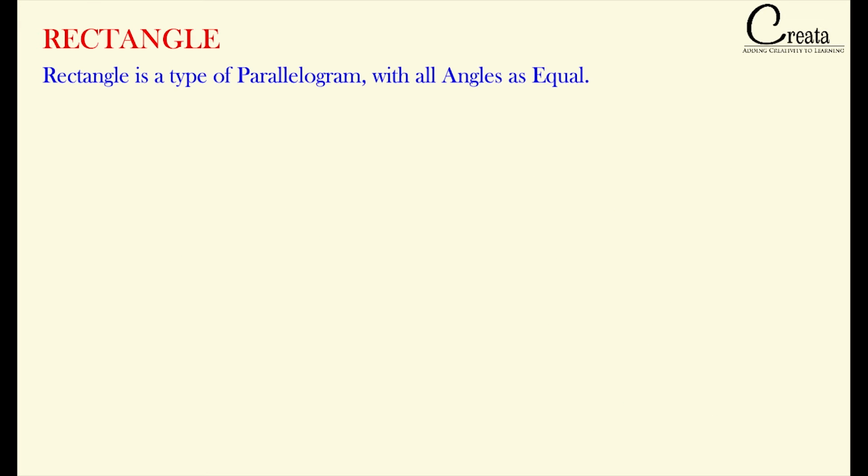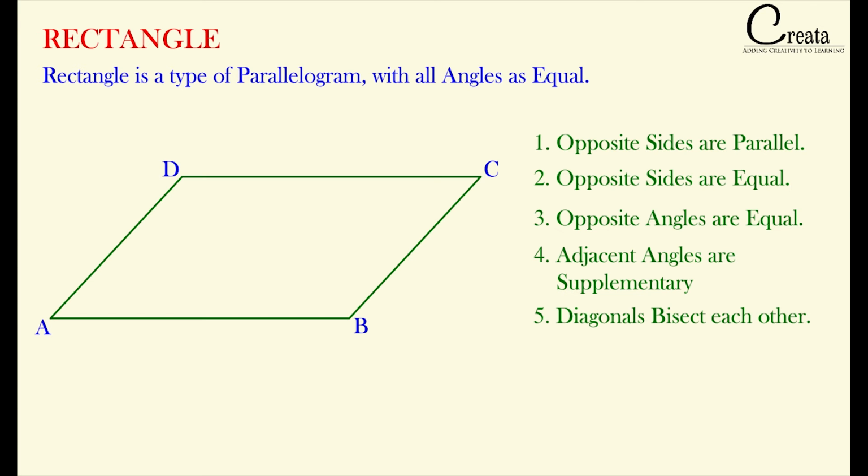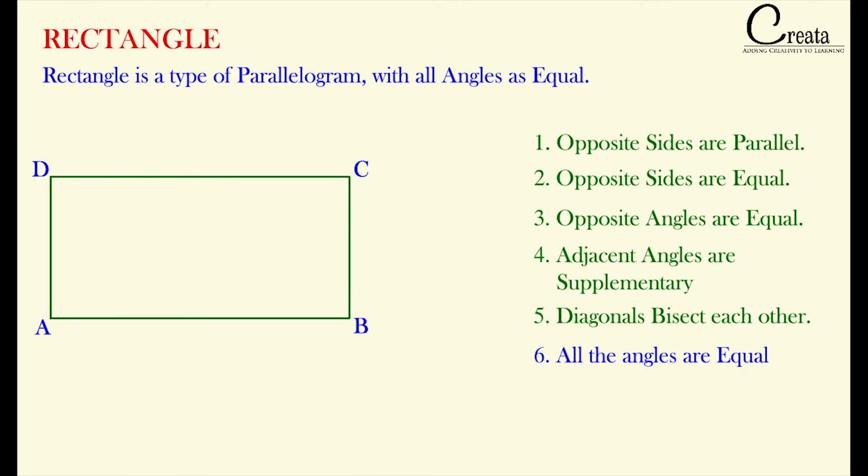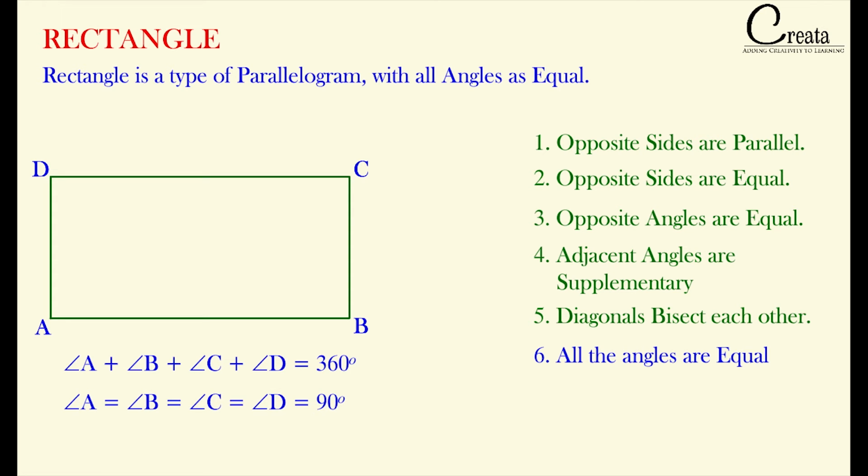Moving next to rectangles. A rectangle is a parallelogram with equal angles. All the four angles of a rectangle are equal. Being a type of parallelogram, a rectangle will have all the properties of a parallelogram with an additional property, that all the angles are equal. And we know the sum of angles in any quadrilateral is 360 degrees, the same we have already discussed. So each angle is equal to 90 degrees, meaning a rectangle is a parallelogram in which every angle is a right angle.